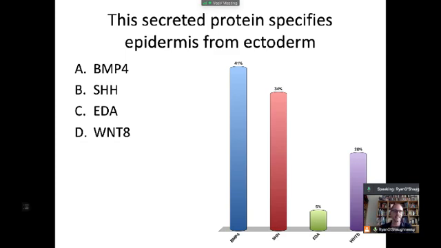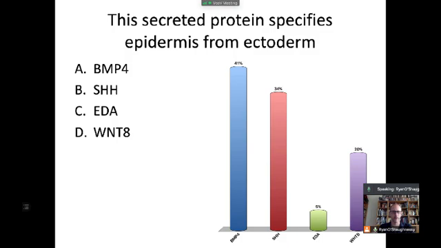Definitely wasn't EDA. That's ectodysplasin, and that's to do with the formation of hair follicles and adnexa. Remember, Sonic Hedgehog and Wnts are not specifically required to make epidermis from ectoderm. Sonic Hedgehog is required for neural tissue. Remember holoprosencephaly, and the dosage of Sonic Hedgehog is very important in that. Remember that Wnts are required to specify some of the tissues, the neural crest, but typically are inhibited to make the head.